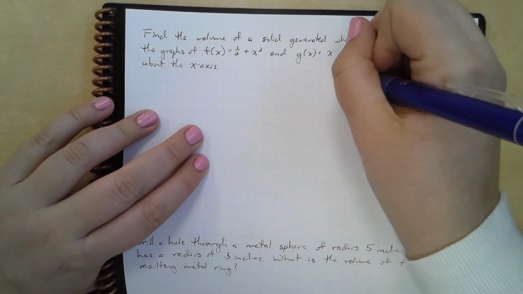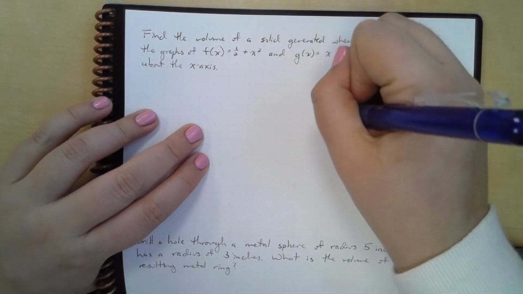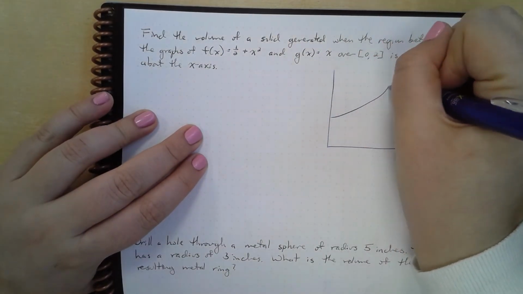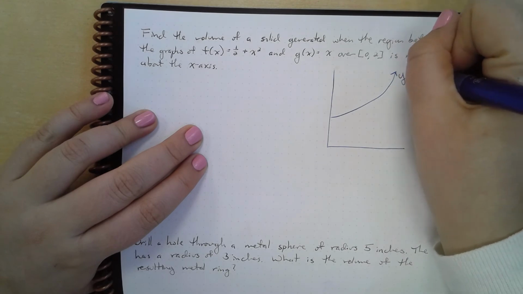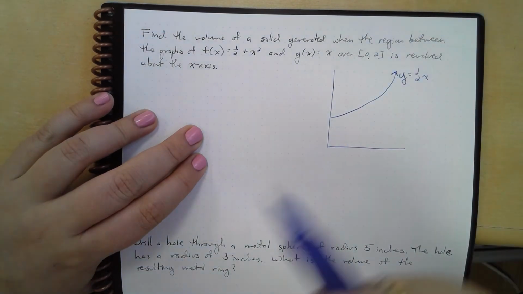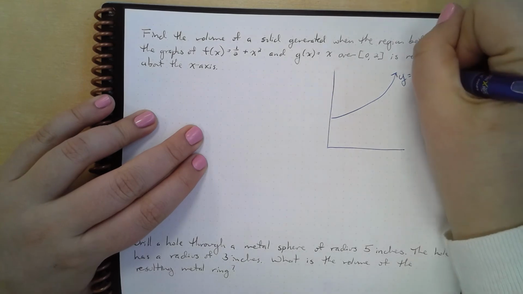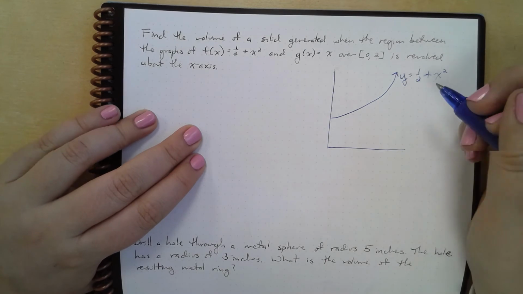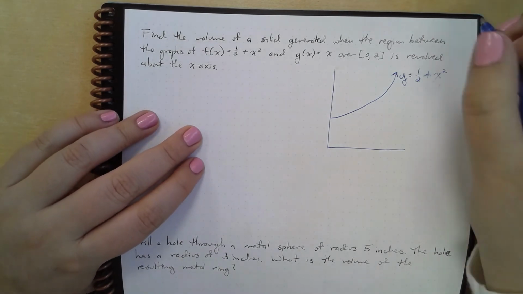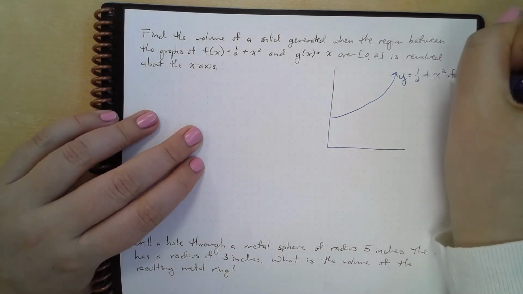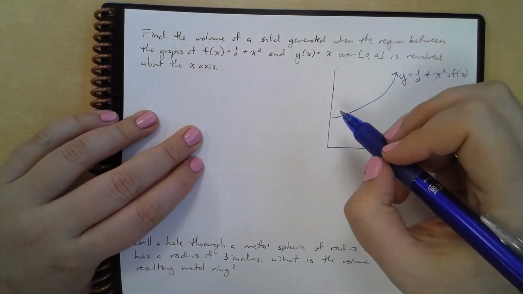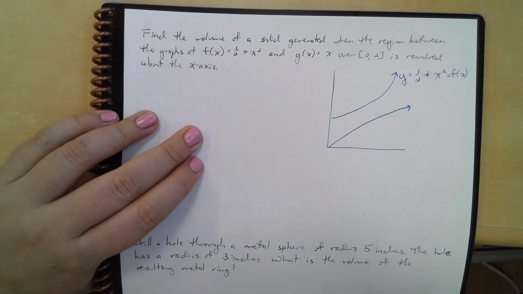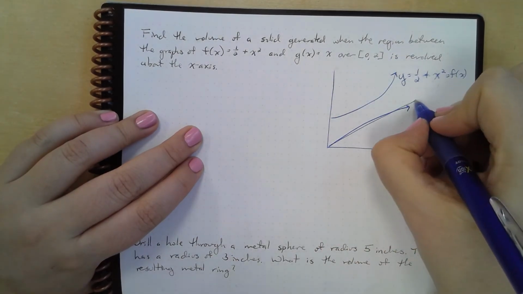Okay, what a mess. Well, let's draw this out. I think it's always helpful to draw these a little bit, because it creates a better visualization of where this is revolving and what it would look like. So there's our y equals 1/2 plus x squared, which is our f of x. And we're going to have something like this for, oops, why did I curve that? Well, ignore that it's curved.